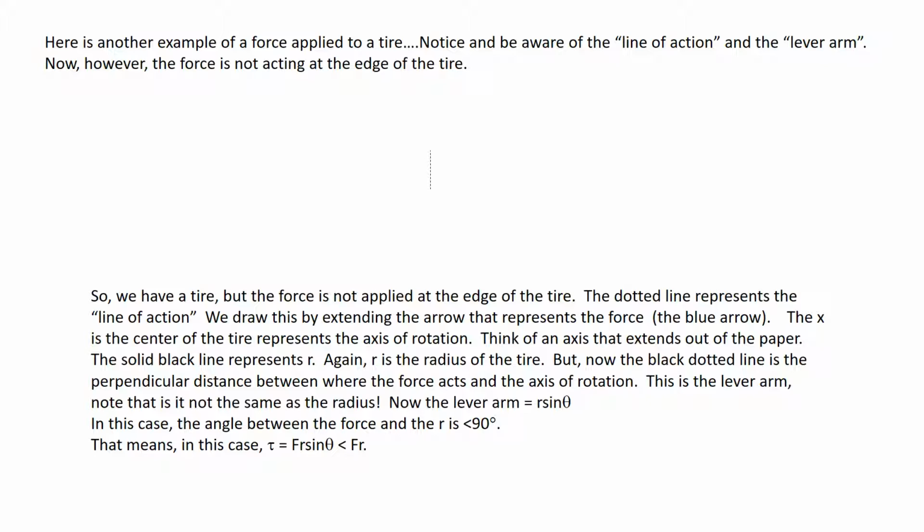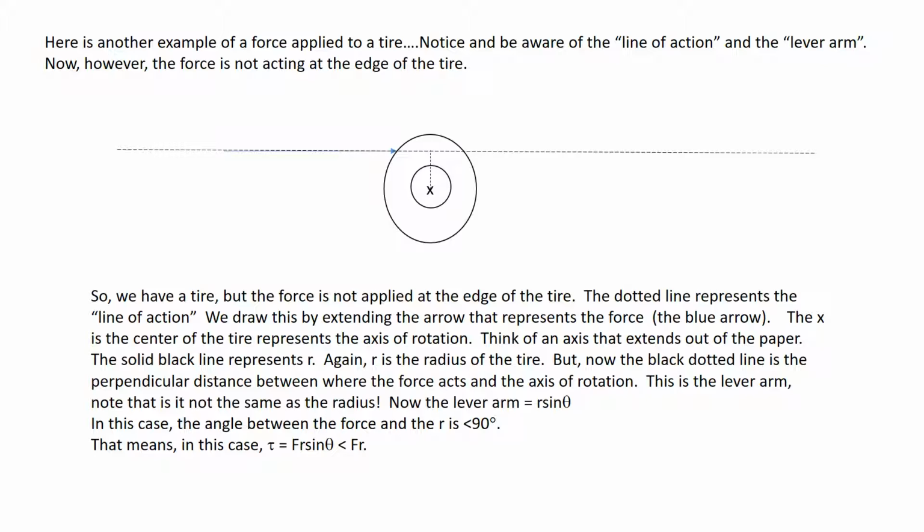Here's another example of a force applied to a tire. Again, be aware of where the line of action and the lever arm happen to be. However, in this case, the force is not acting at the edge of the tire. So here's my tire. I still have the dotted line in there. I'll show you what that means in a second. Here's my force. Notice that the force is not applied at the edge of the tire anymore. It's still going to cause this to rotate, but not quite as much as the previous example.